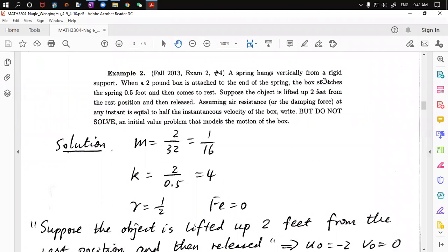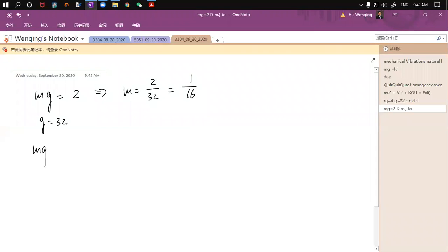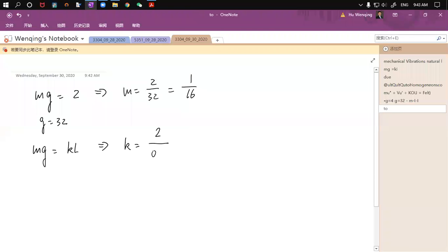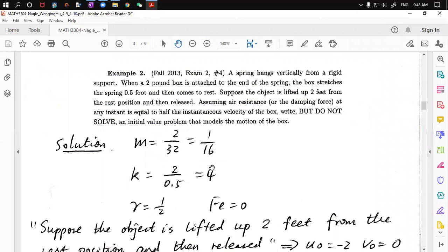Well, the box stretches the spring 0.5 feet and comes to rest. So mg is equal to kL. So you can see that k is equal to mg over L. So mg is 2, divided by L, which is 0.5 feet. So 2 over 0.5, k is just equal to 4. Is that good, family?